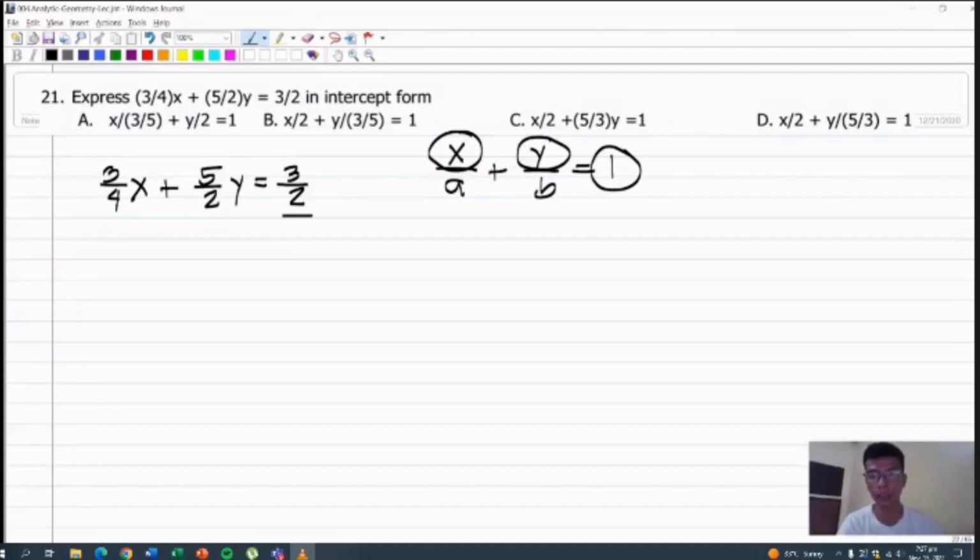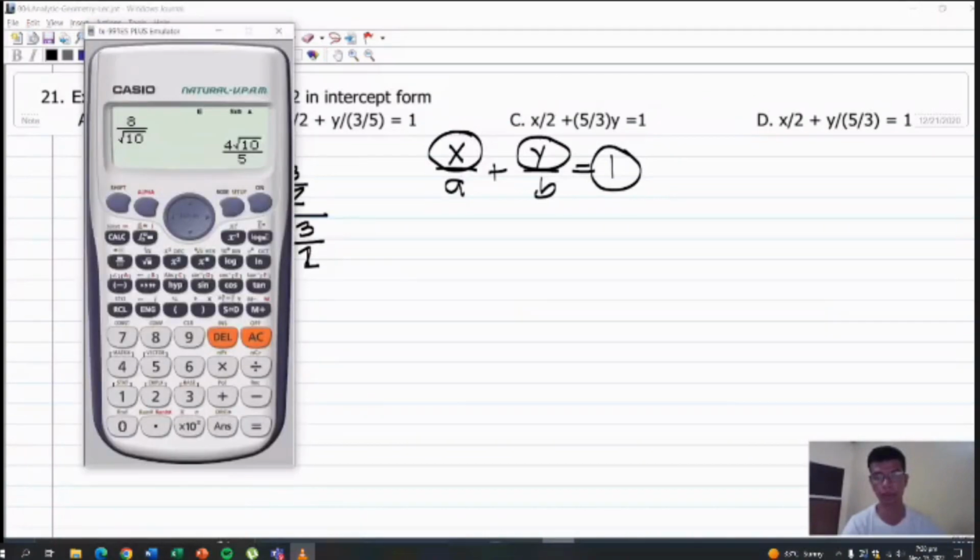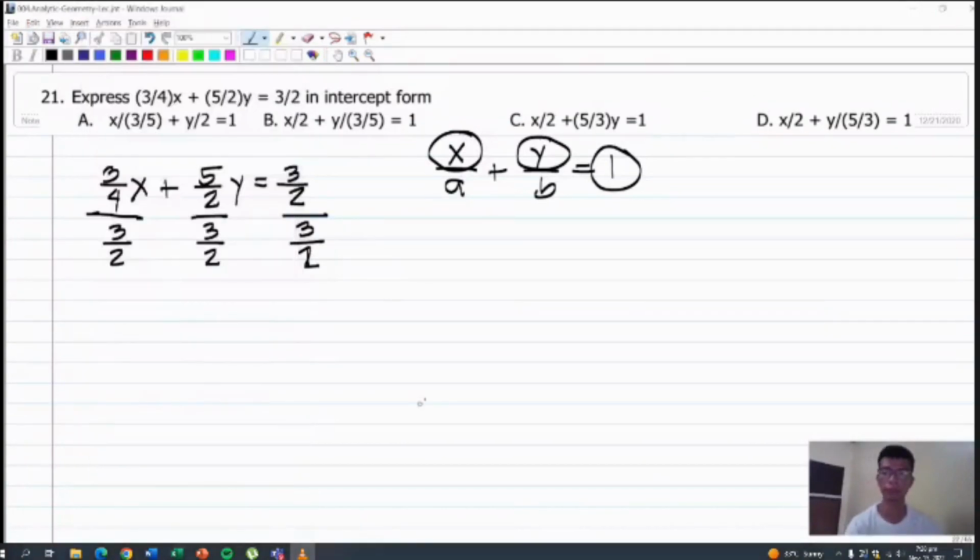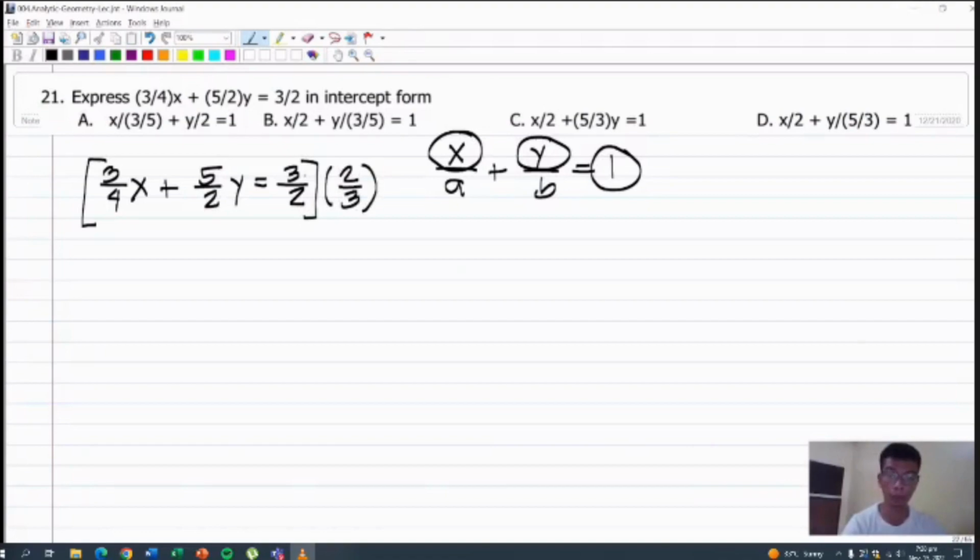So, unang-unang gagawin natin, gawin muna natin equal to 1. So, by dividing all terms by 3 over 2. 3 over 2 divided by 3 over 2. So, check natin. Or, sige, para hindi maging magulo ang ating equation. So, paano ba natin magagawang 1 ang 3 over 2? Di ba magagawa nating 1 ang 3 over 2 kapag nag-multiply tayo ng kabaliktaran which is 2 over 3. Di ba kapag multiply na natin yan, magka-cancel yung 2, magka-cancel yung 3.